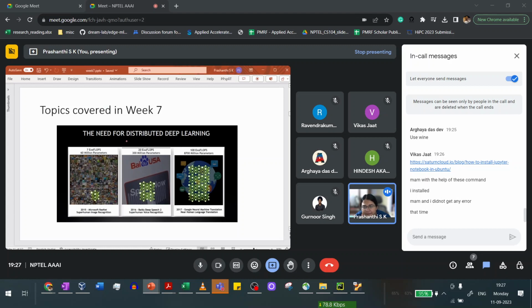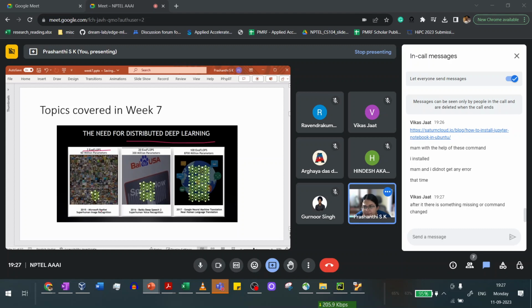Okay, so why do we need distributed deep learning? I think we touched upon this in a previous session as well, right? So you can see here, this is a 2015 Microsoft ResNet, and it has 60 million parameters. Then in 2016, there is Deep Speech 2, which has 300 million parameters. 2017 has 8,700, and obviously there is a lot more from 2023 with the LLMs and all that's happening today, right? So you can see the growth in the compute of the models.